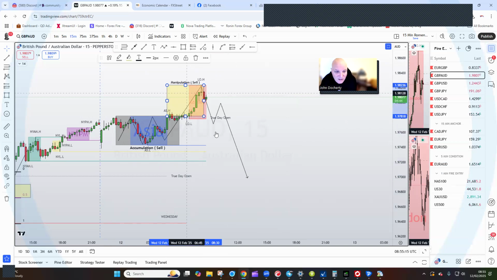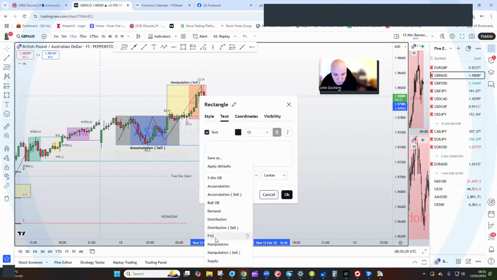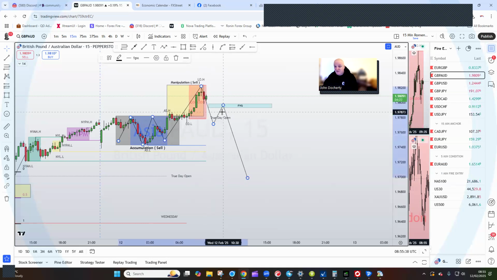What am I waiting for after a manipulation sell point? I want price to break down through here and I want to maybe have some form of FVG. Okay, so you're basically putting down the blueprint and the breadcrumbs, what you want to see from price. If price does not deliver like this, then fair enough. You just understand that price didn't want to come through this. If it does come through your blueprint, then you've got confluence, okay?